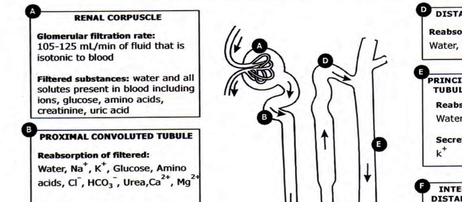So glomerular filtration rate is about 105 to 125 ml per minute of fluid that is isotonic to blood. Filtered substances are water and all solutes present in blood, including ions, glucose, amino acids, creatinine and uric acid. So that is something happening in the renal corpuscle, located in this region, which is represented with the alphabet A.